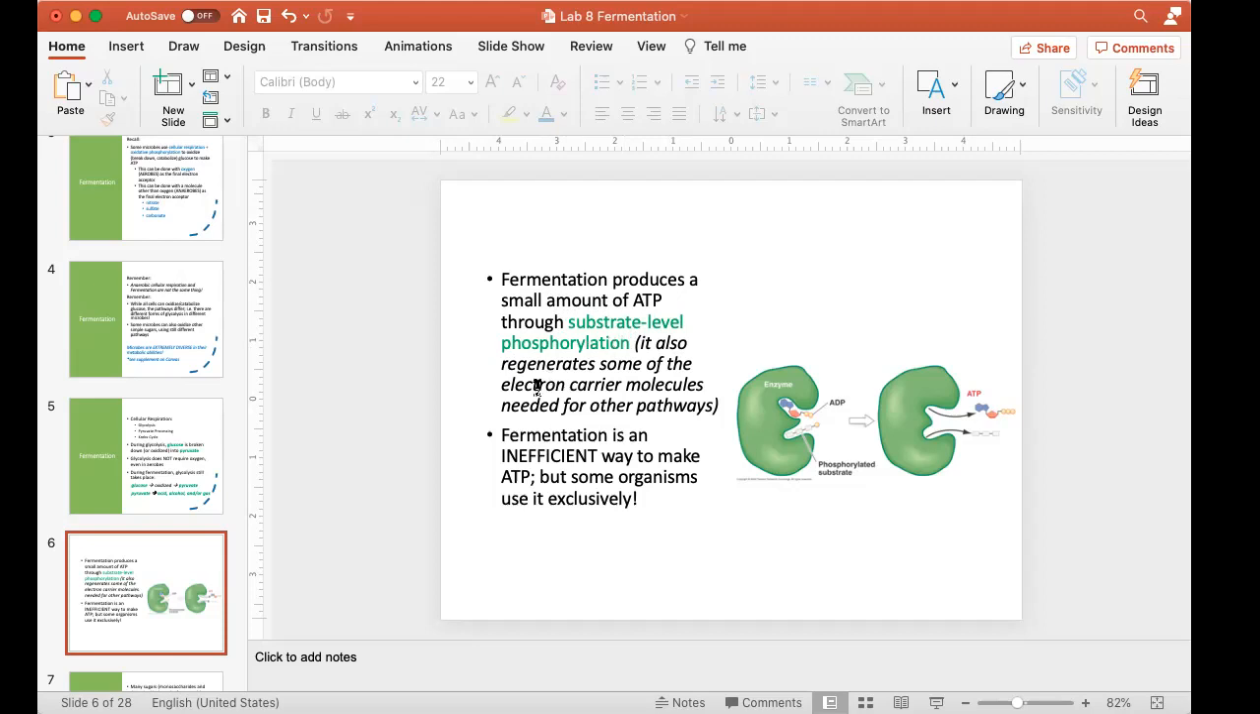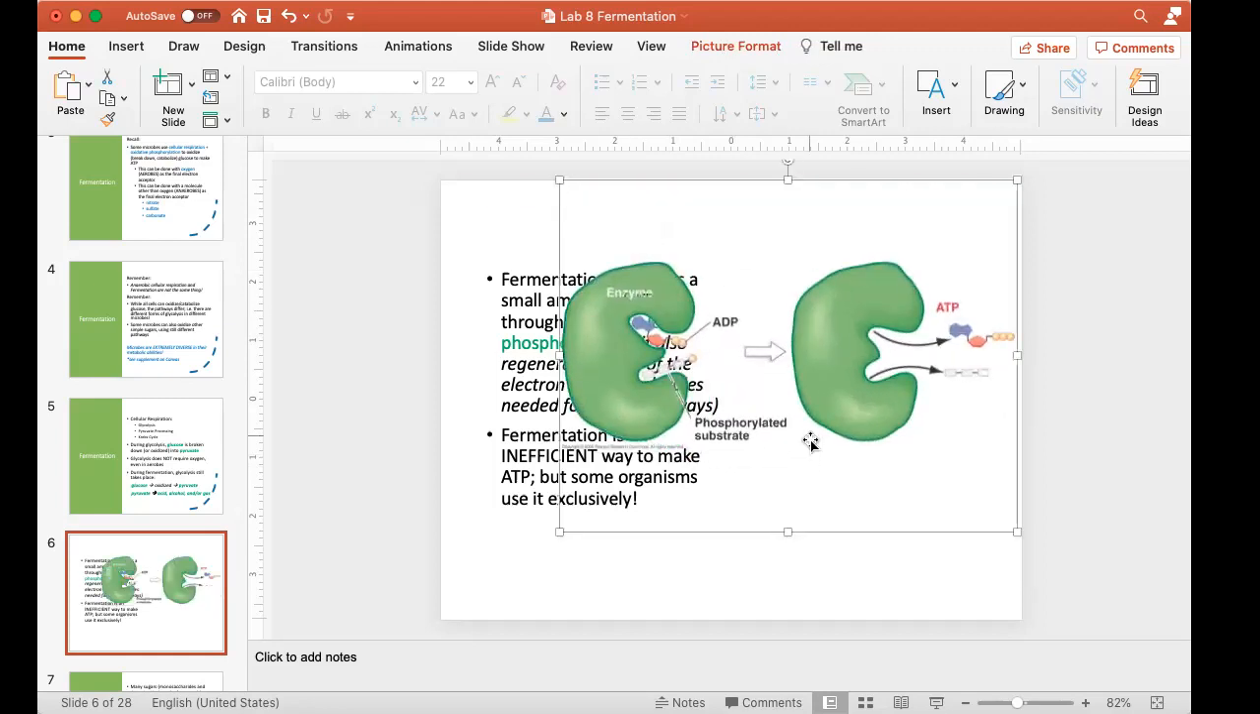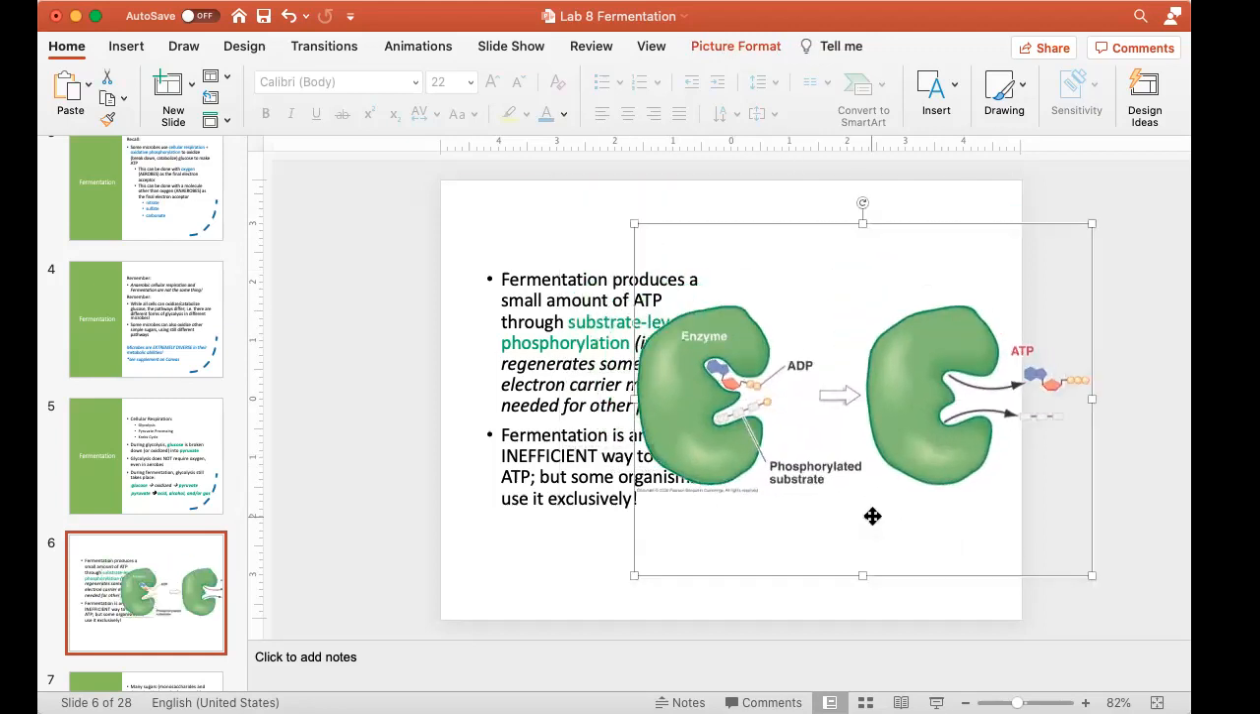I also have a note down here that fermentation regenerates a molecule called an electron carrier. Don't worry about that information. The important thing to remember is that the ATP that gets made during fermentation gets made using this less efficient process called substrate level phosphorylation. This diagram walks us through how this happens, how substrate level phosphorylation happens.